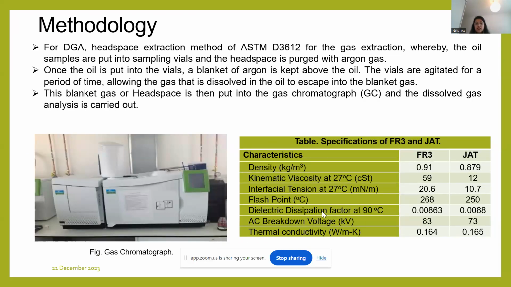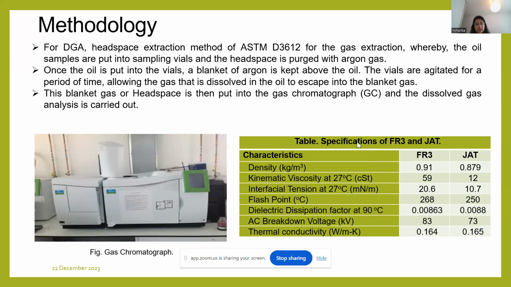For the methodology, the headspace extraction method is used for the gas extraction, whereby the oils are put in sampling vials and the headspace is purged with argon gas. Only the oils are put into the vials, and the argon is kept over the oils. Then they are agitated for a period of time, and the gas that is dissolved in the oil escapes into the blanket of gas. We can use a GC, or gas chromatograph, and study the concentration of the gases that have evolved in the oil to do the further analysis.